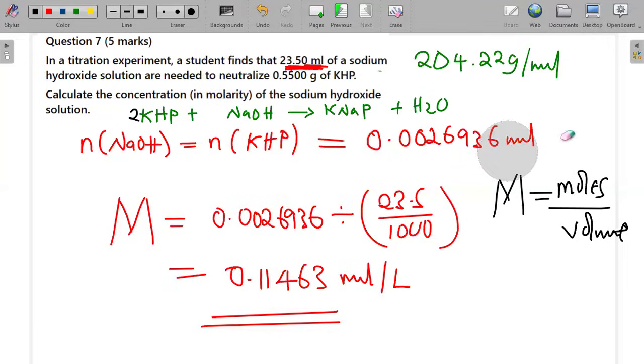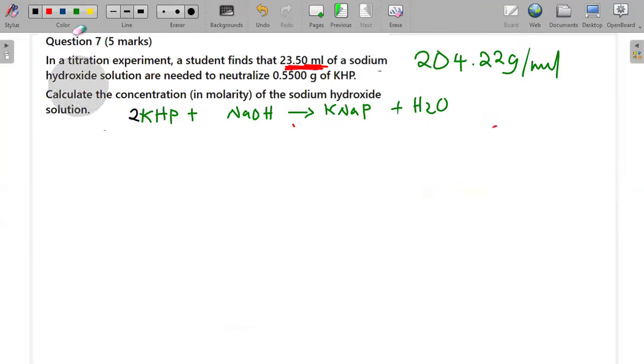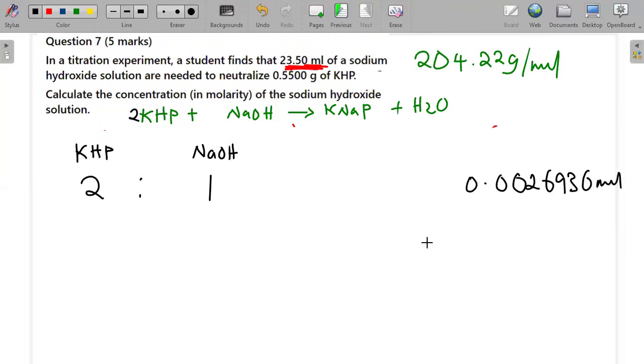Let's say on the potassium hydrogen phthalate we had a 2 there. Then the mole ratio is going to be 2 to 1. This one here is the potassium hydrogen phthalate, and this one is the sodium hydroxide. Now remember that we found the moles of potassium hydrogen phthalate to be 0.0026936 moles, right? So you're just going to put it under the 2 here: 0.0026936 moles. And for this, you're going to say x because you don't know it.